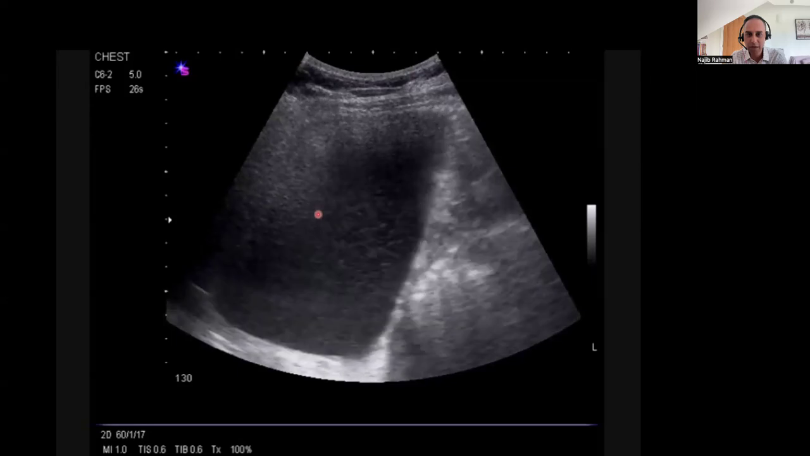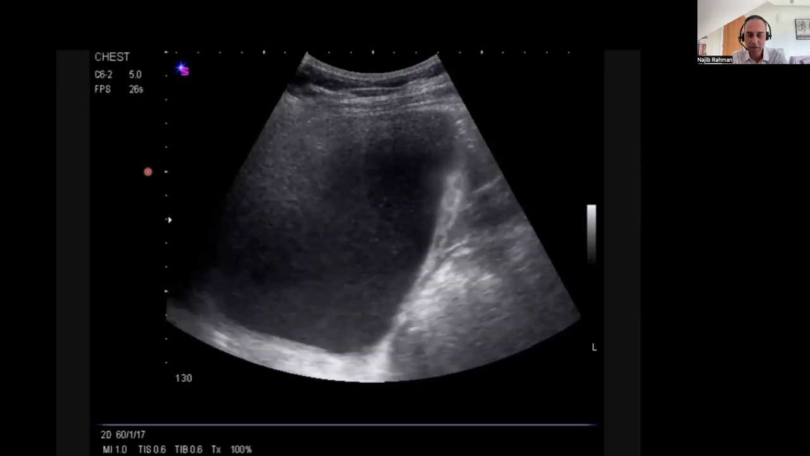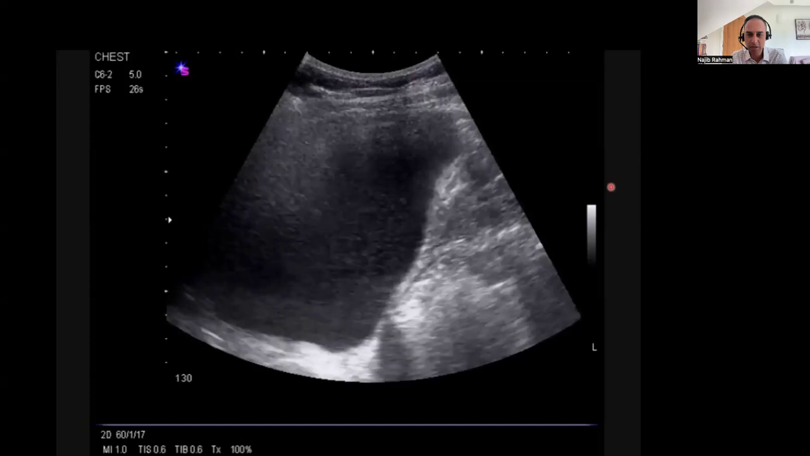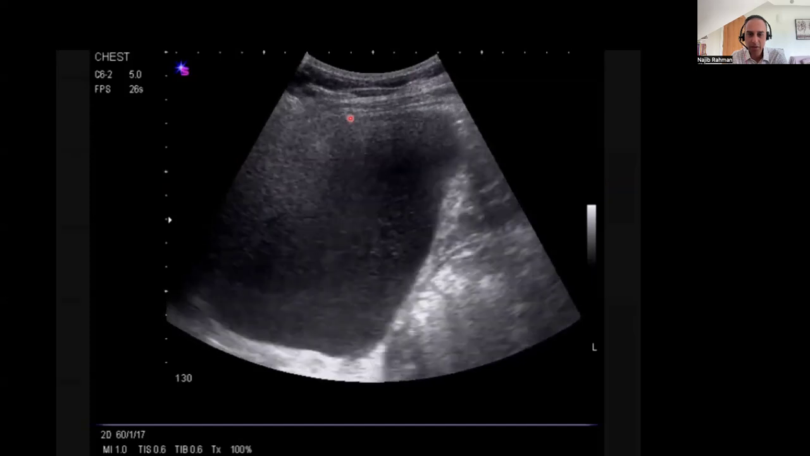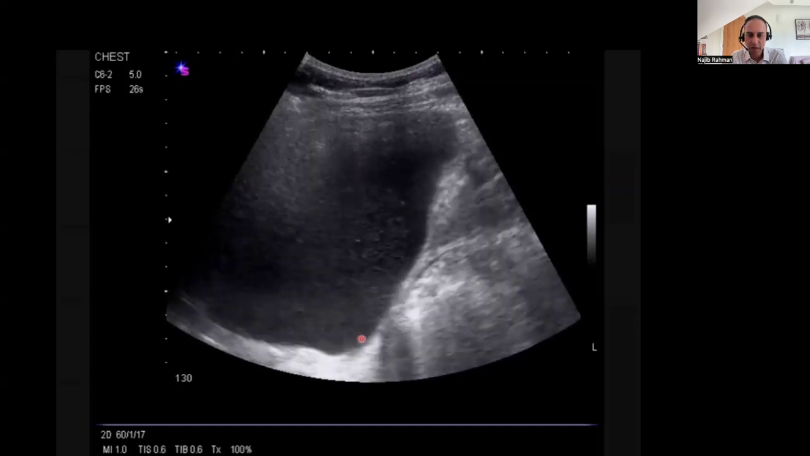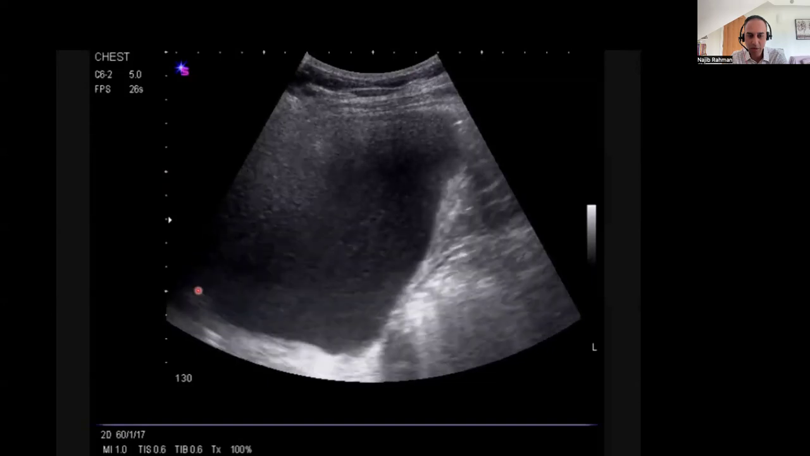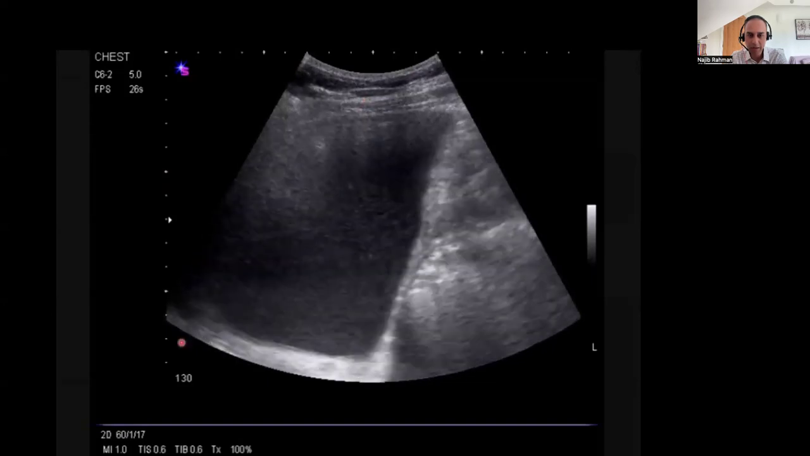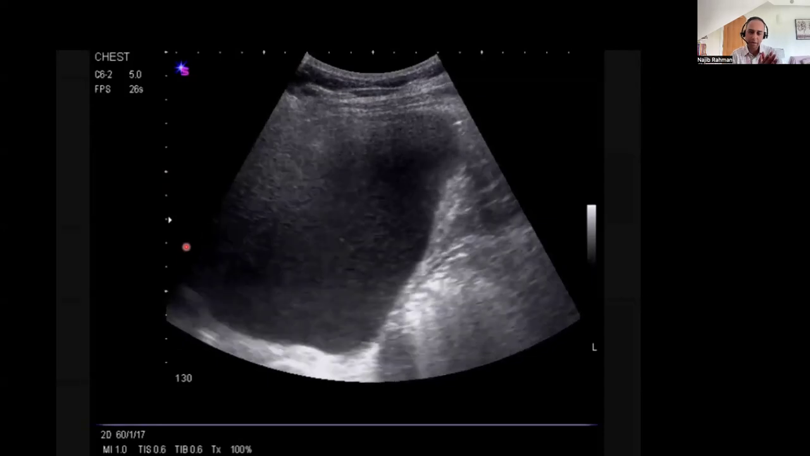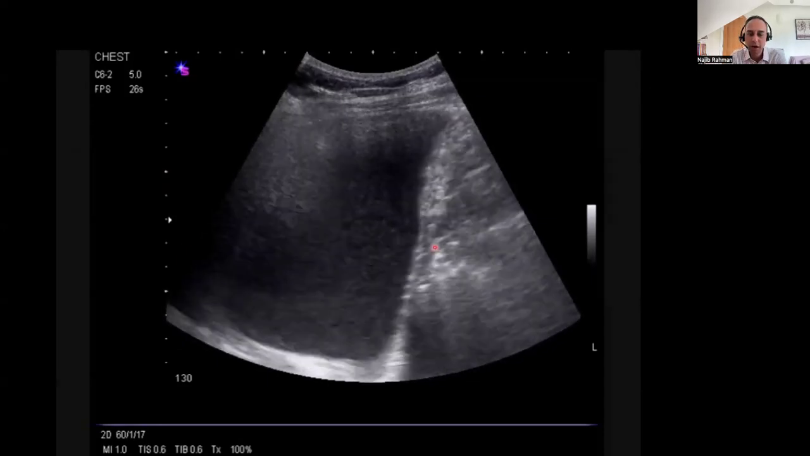Black is fluid, and the head of the patient is to the left of the picture here. The foot of the patient is to the right, just here. So there is a very large pleural effusion. It has compressed the lung. This is the poor lung here, which should be expanded all the way up to there, and it's completely compressed by the pleural effusion. But look at the diaphragm shape.